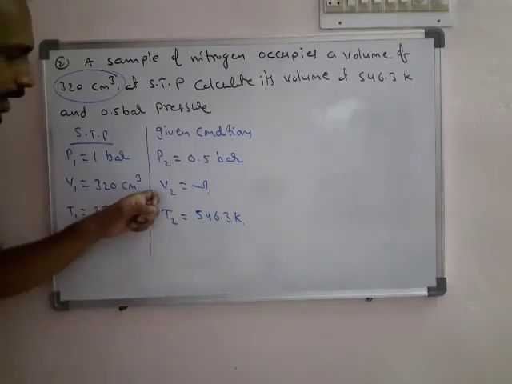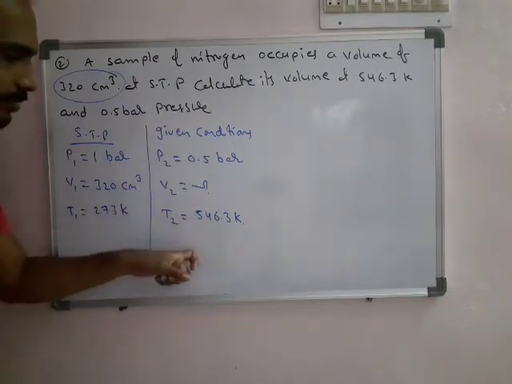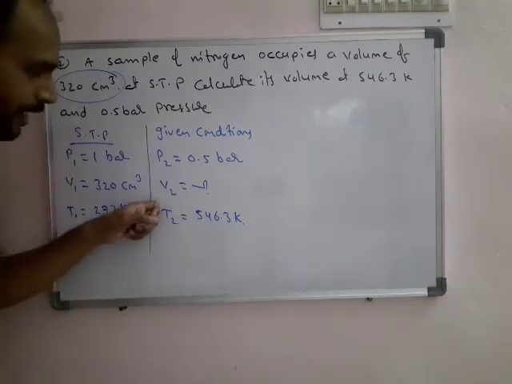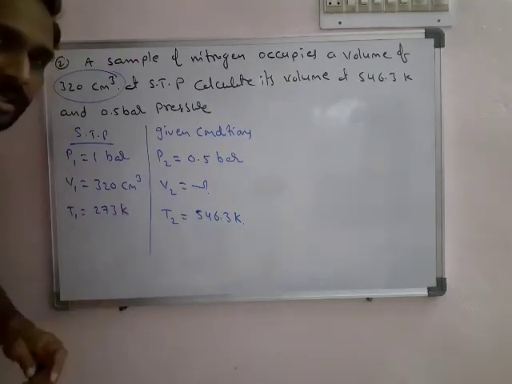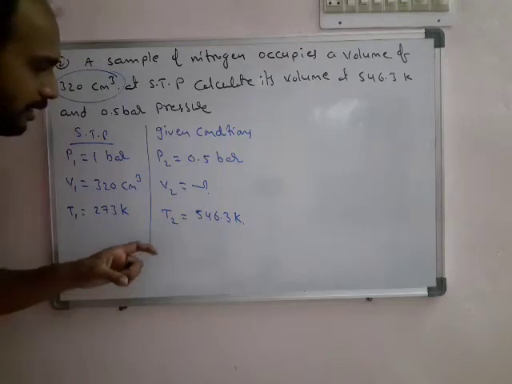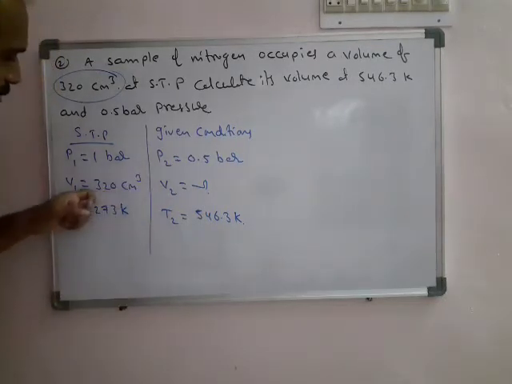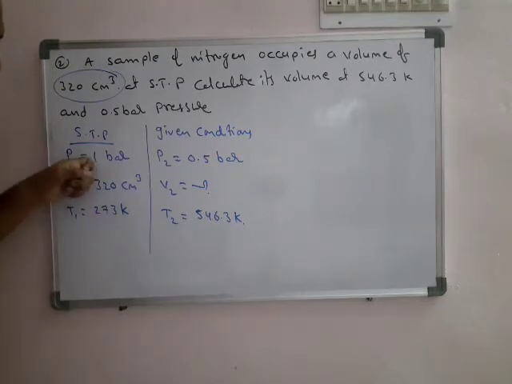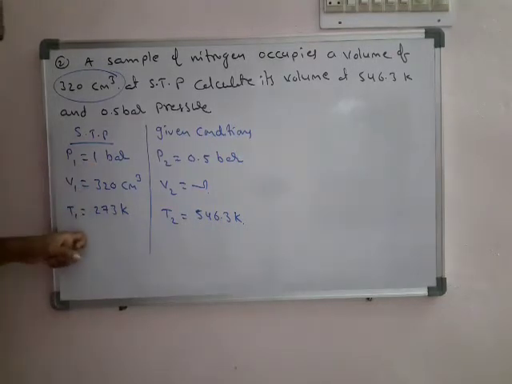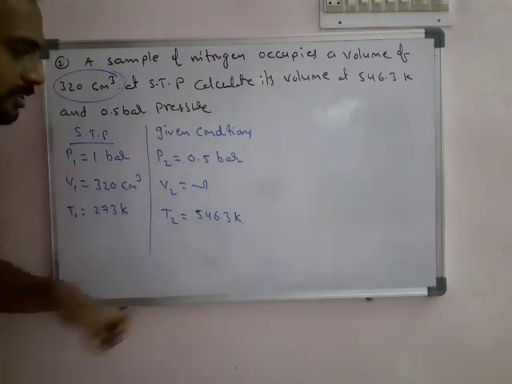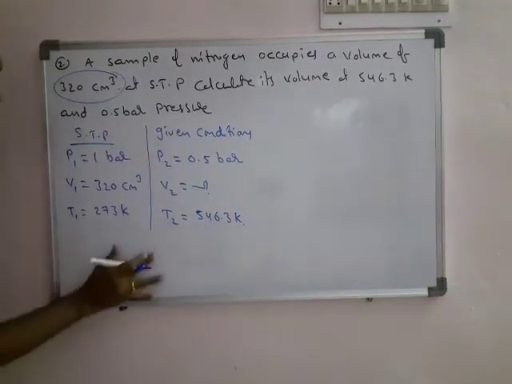Then what is its volume at these conditions? So volume depends on pressure and temperature. We know that in Boyle's law and Charles law, the volume changes. So its volume is 320 centimeter cube at this pressure and temperature. Then what is its volume at these two conditions? So what is the relation?